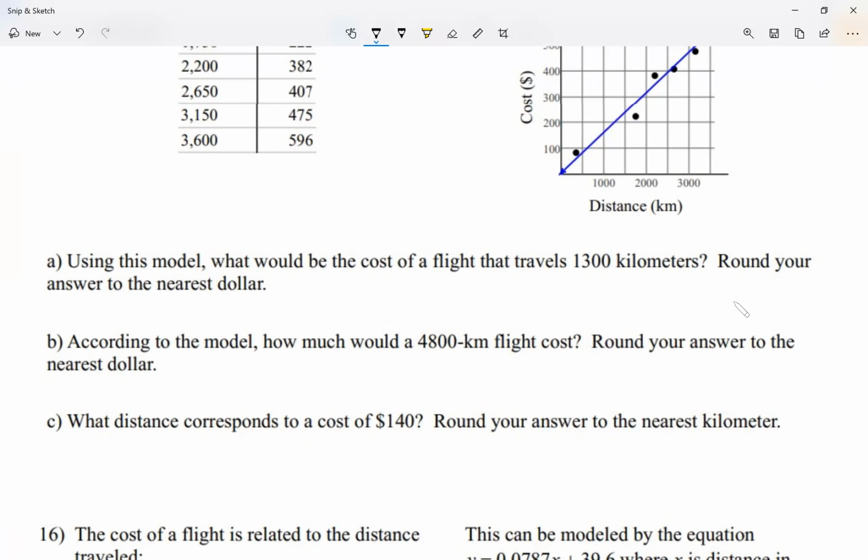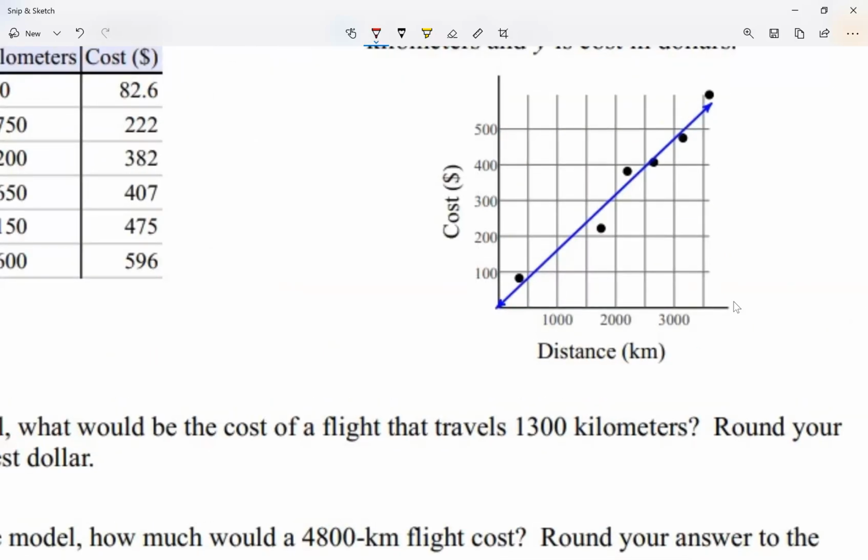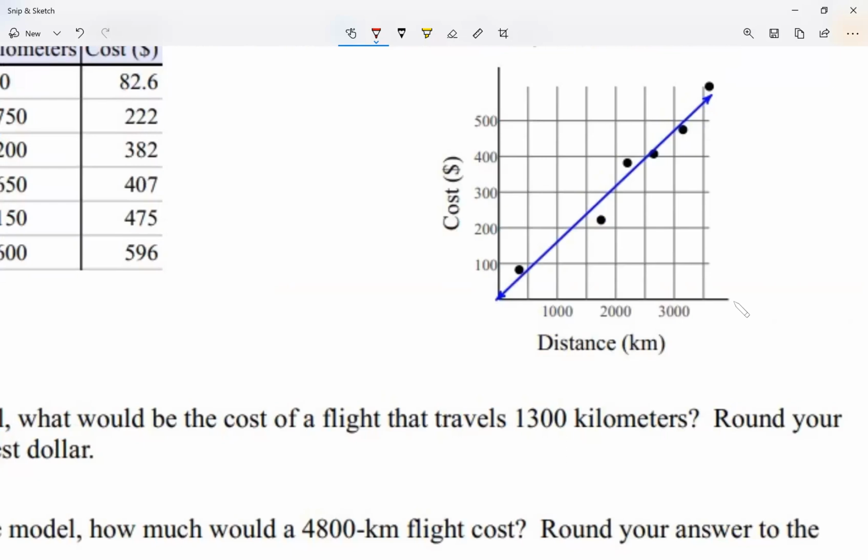Using that information, I'm going to use 3 questions here. Using this model, what will be the cost of a flight that travels 1,300 kilometers? Round your answer to the nearest dollar. Because I'm going to use the graph to approximate, 1,300 kilometers should be somewhere about here, because each square I'm counting by 500. So 1,300 kilometers should be about there. And this number ends up being more than 200. Notice how I'm using the graph to have an idea what my answer will be, to have a good estimate. So it's a little more than 200. Whatever I do, I'm going to expect my answer to be a little more than 200.